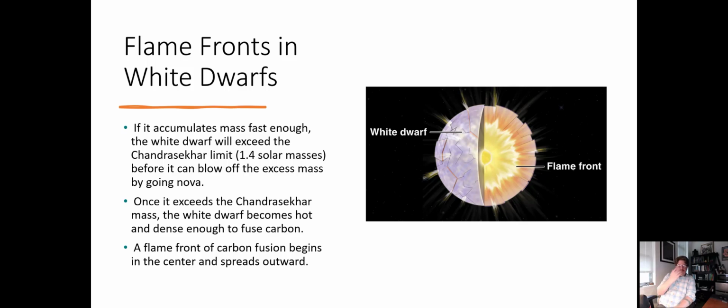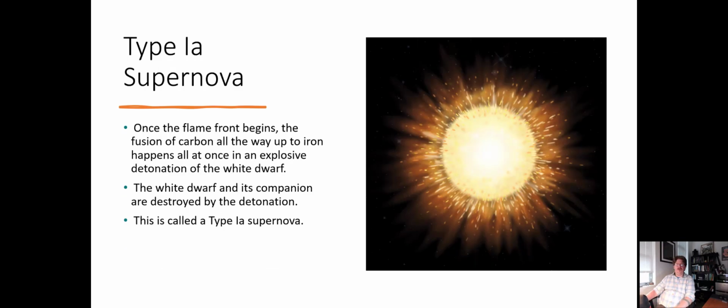But if, again, as I said, the mass transfer is fast enough, then the white dwarf does not have sufficient time to blow up, to pop off. And so what we have is the mass can exceed 1.4 solar masses and turn into what we refer to as a type 1 supernova. And in the massive explosion, both the white dwarf and its companion are blown away or destroyed.